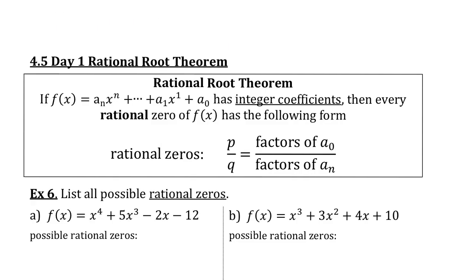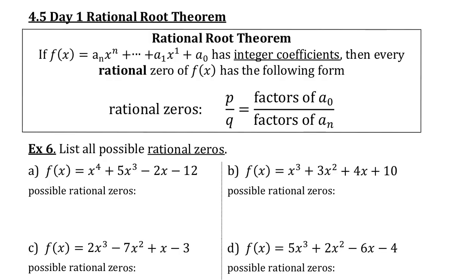Okay, so this brings us to the rational root theorem. Rational root theorem says if f of x is a polynomial with integer coefficients, meaning no decimals, no fractions, then every rational zero of f of x has the following form. The rational zeros are going to be the factors of a sub n, the last term.